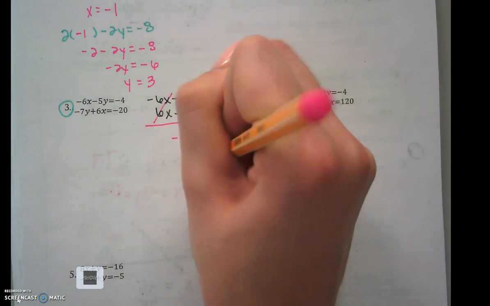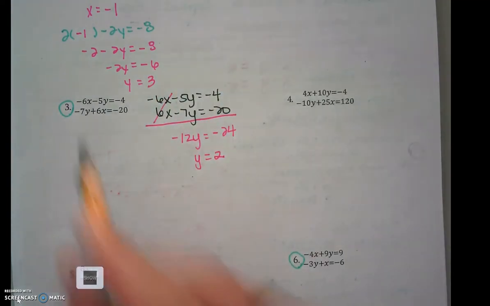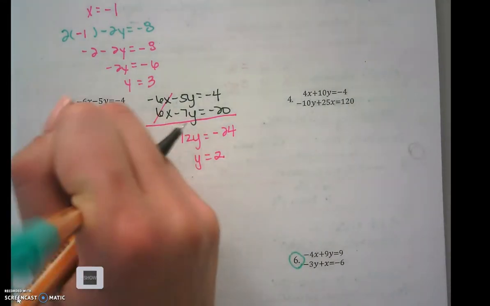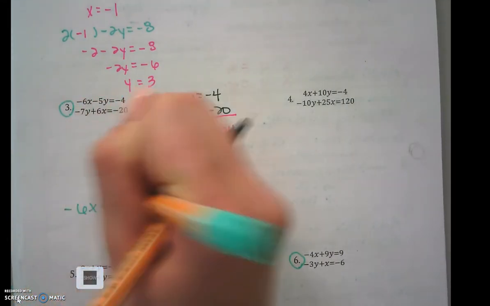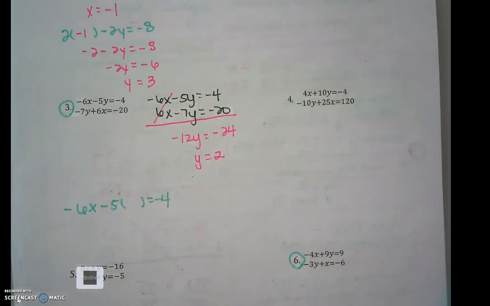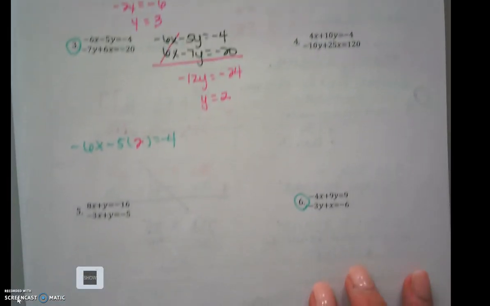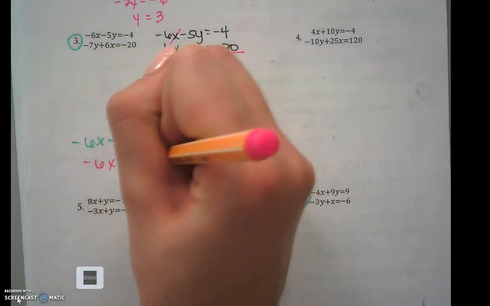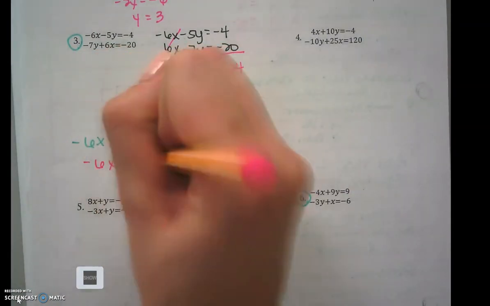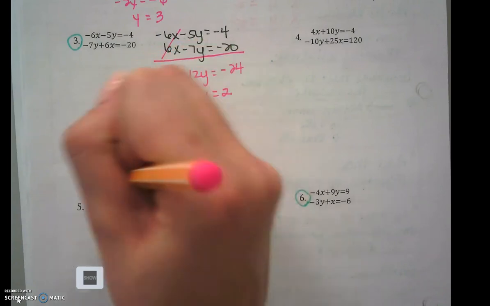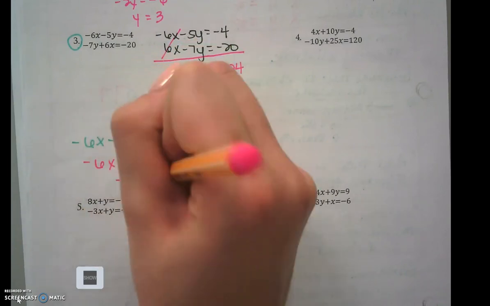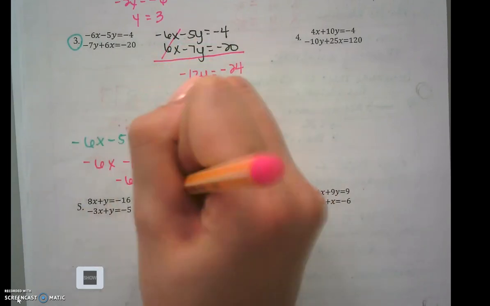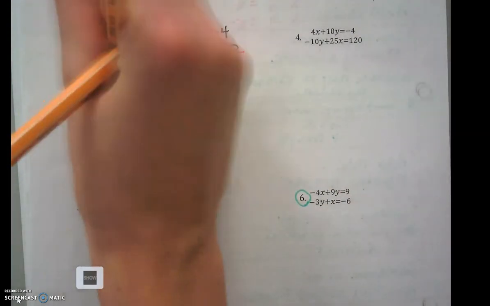So y equals 2. And again, I'm going to go back to one of my original equations, negative 6x minus 5, and then for that y, I'll plug in a 2. Okay, so I have negative 6x minus 5, minus 10, 5 times 2 is 10, equals a negative 4. Negative 6x equals 6, so x equals a negative 1. My final answer is negative 1, 2.